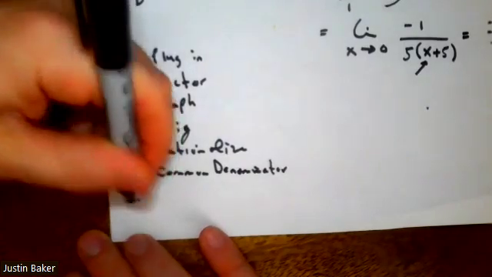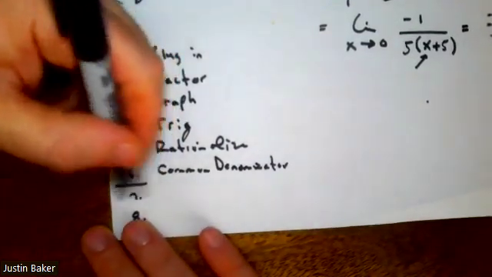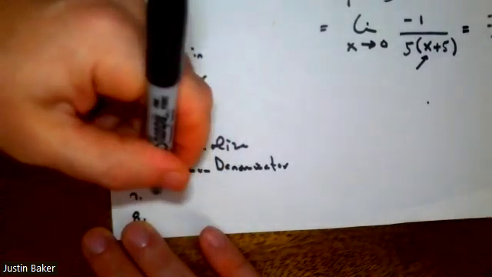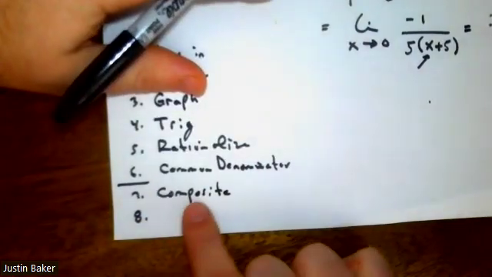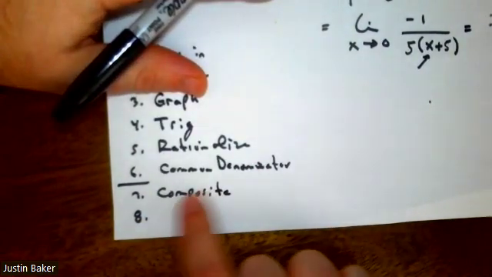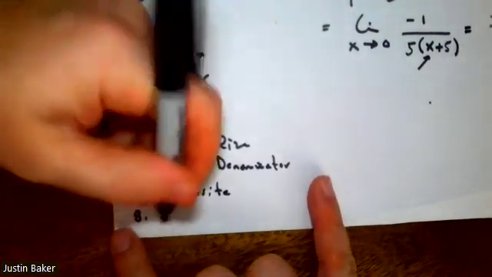There is a 7 and an 8. For number 7, this will be the third video I'm going to make on limits, and that is called the limit of a composite. That's its own story. That's kind of a mess that we'll use a separate video for. And the 8th one, we have to learn more calculus in order to do that.